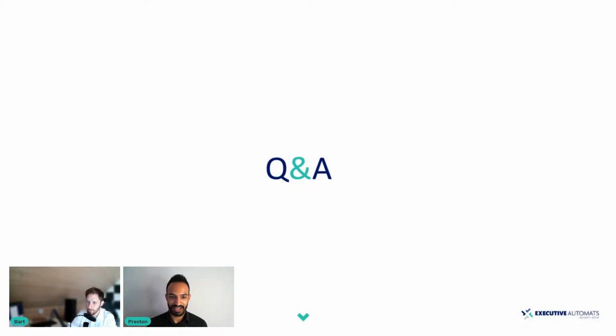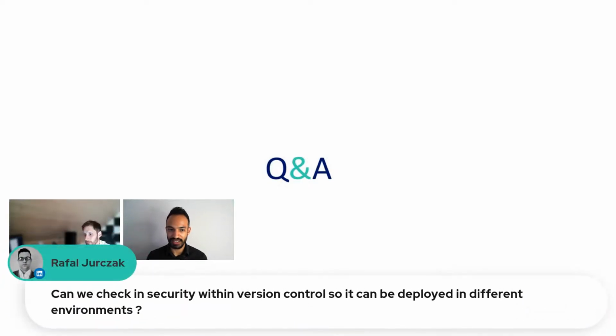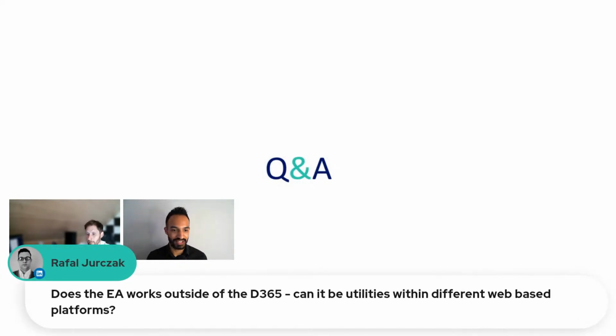Okay. And I see Rafael has two questions here. Let's go on with the first one. Rafael asks, can we check in security within version control so it can be deployed in different environments? And the second question is, does the EA work outside of D365? Can it be utilized within different web-based platforms?